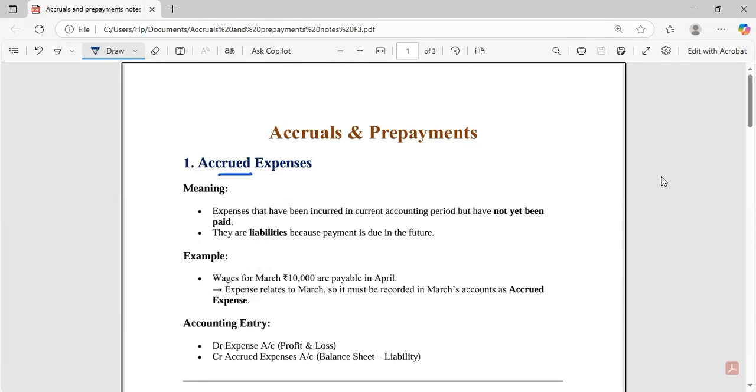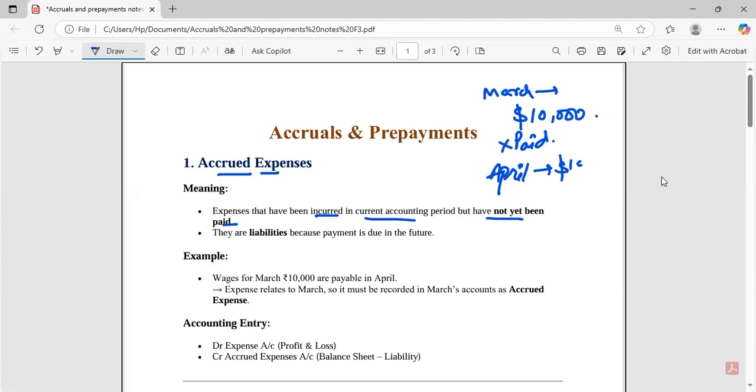So see, accrued expenses means the expenses which we have incurred in the current accounting period, but we have not yet paid them. Okay, so just imagine that you are standing in the month of March. Okay, and you had to pay wages worth $10,000 for the month of March, but you have not yet paid these expenses. All right, and now you have come to the month of April, and in the month of April you pay this 10,000. The expense is related to the month of March, but it was paid in the month of April. So we will see that this wages of $10,000 is our accrued expense.